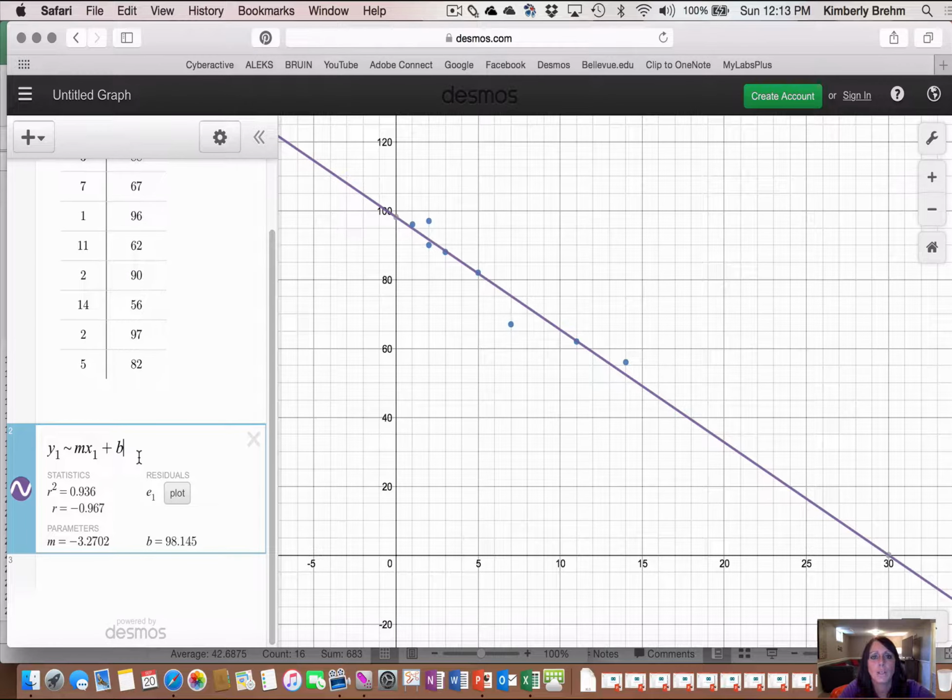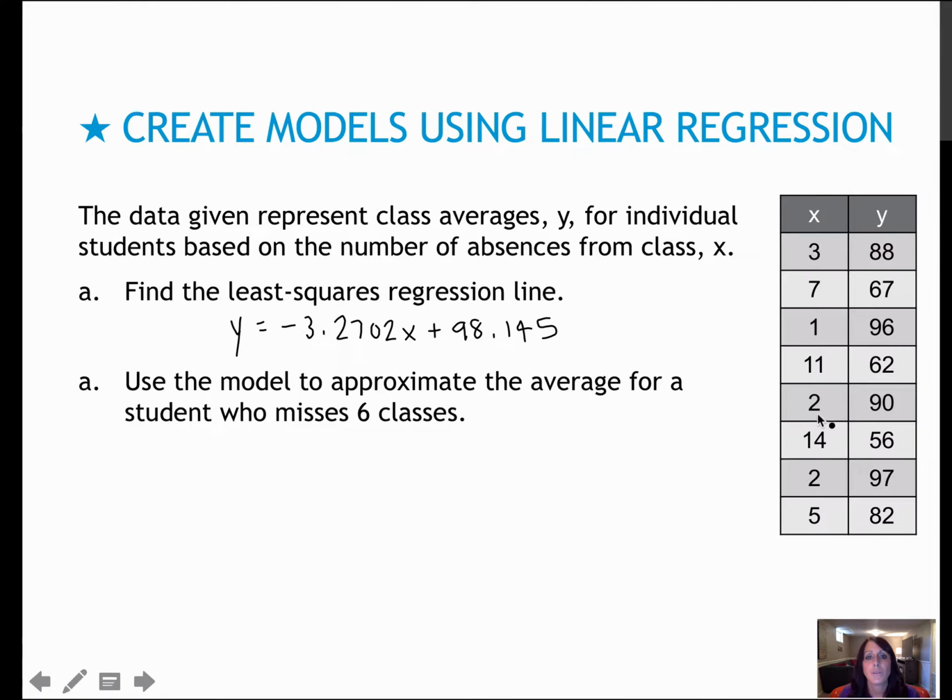So now I can look at my equation and know that my slope is of course negative because it's decreasing as we go from left to right, and that my b value is 98.145, which means that here it's crossing at 98.145, which they've rounded to 98.15. So using my data from Desmos, my least squares regression line, I've used the slope that they provided me with and the y-intercept they provided me with. That's my least squares regression line. That's the equation.